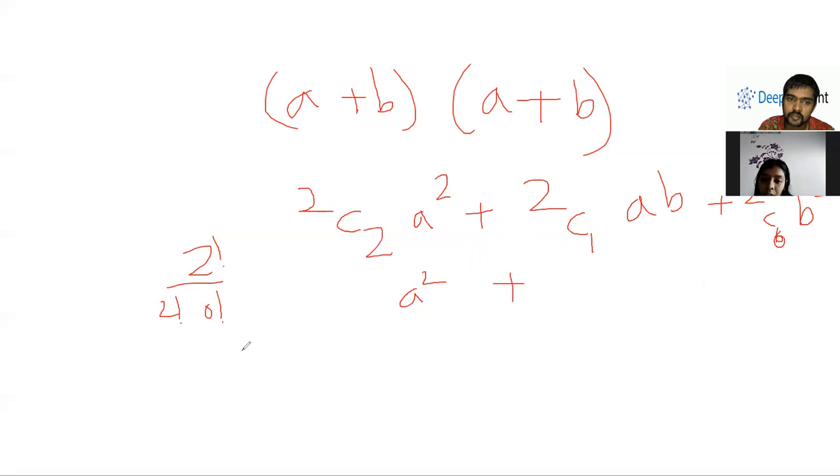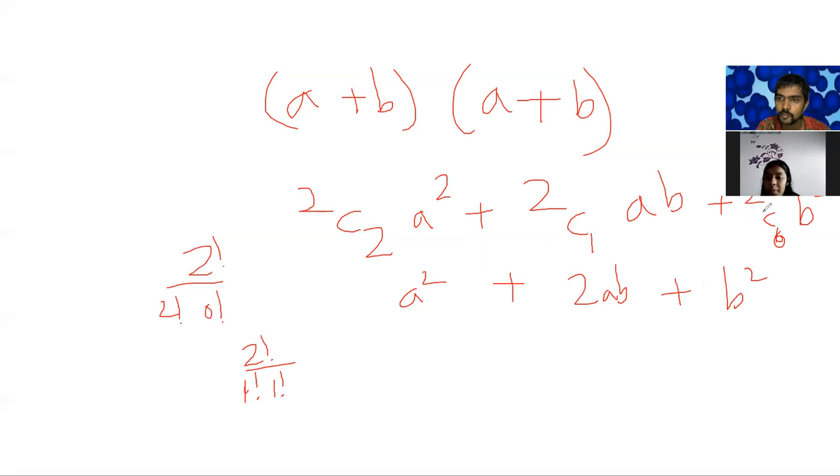What is 2C1? 2 factorial by 1 factorial into 1 factorial. No, r factorial, n minus r factorial. That is 2ab. What is 2C0? 2 factorial by 0 factorial 2 factorial, which is 1. But you understand the logic? From 2 baskets, I'm choosing 2 apples. From 2 baskets, 1 apple. From 2 baskets, 0 apples.